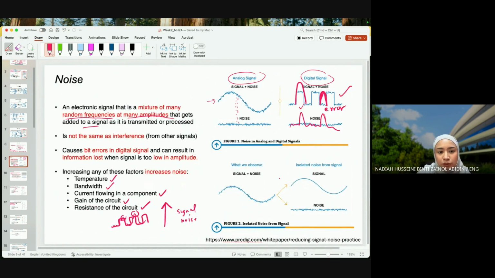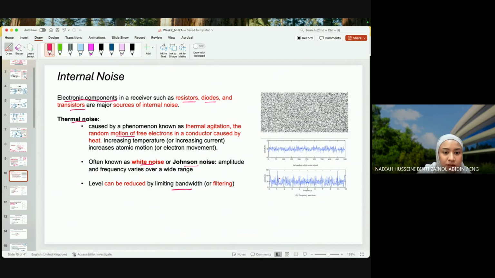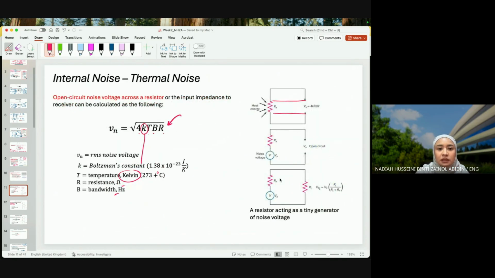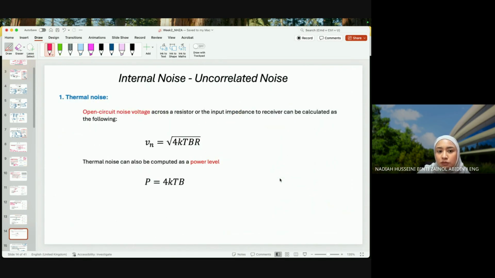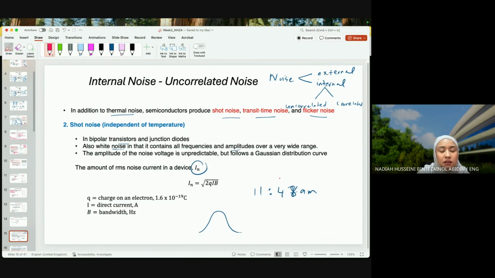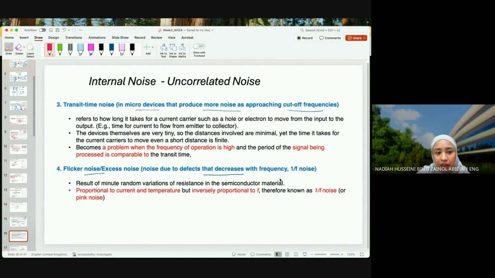Okay, and then we talked about noise. We have internal noise, thermal noise. We discussed thermal noise and the equation for a basic resistor in an open circuit. We also talked about shot noise, which is independent of temperature but dependent on current, bandwidth, and the charge of an electron. And then we have transit time noise and flicker noise.